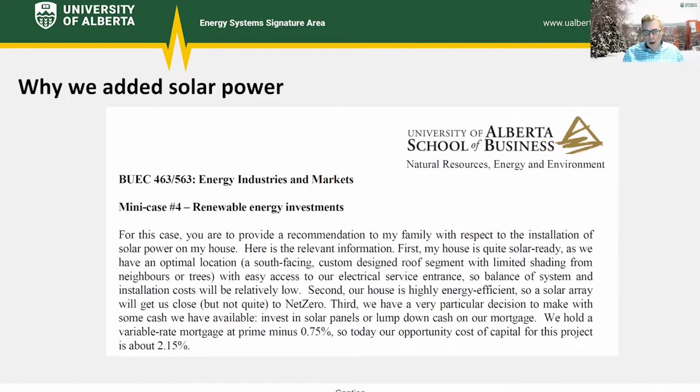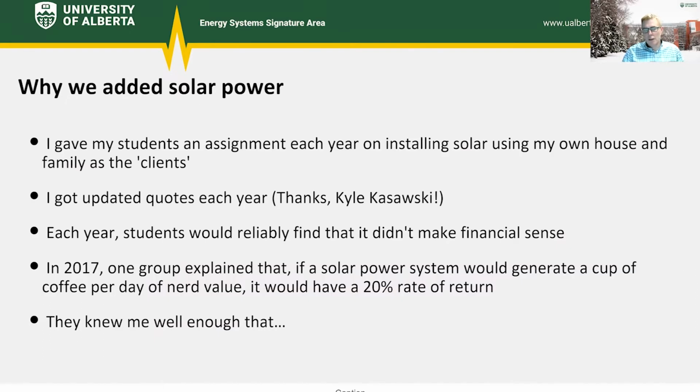And I'd give them all of the information on my house. I'd give them an up-to-date quote, and I'd send them out to learn about the solar market, how it works. And basically every year that they did this, they'd reliably come back and say, no, sorry, it just doesn't make financial sense. Even if you factor in Alberta had a carbon price at the time, etc. And even with that all factored in, it didn't make the grade.